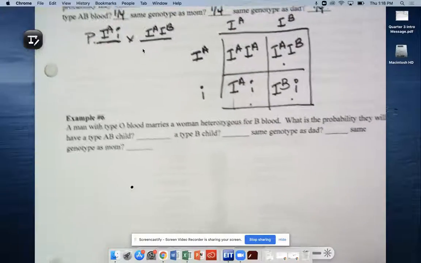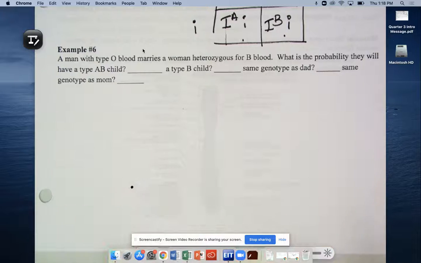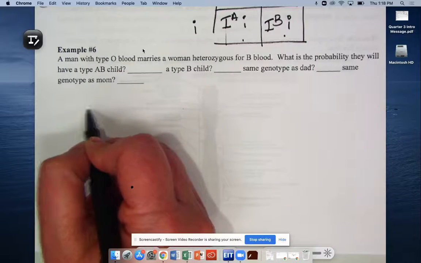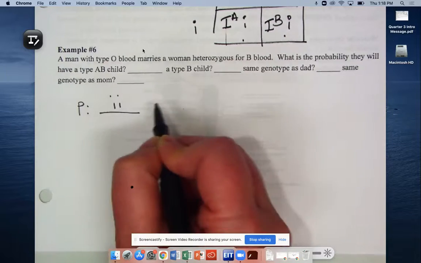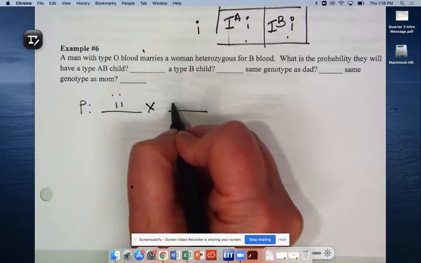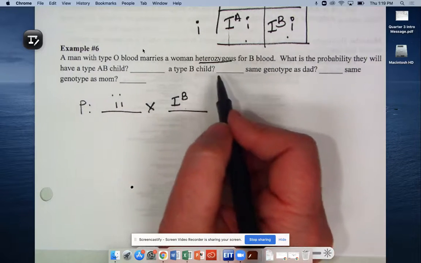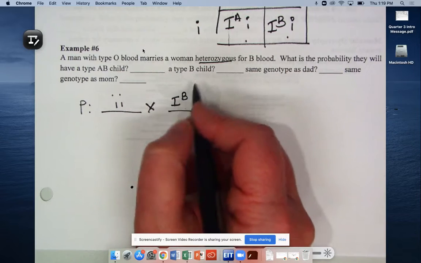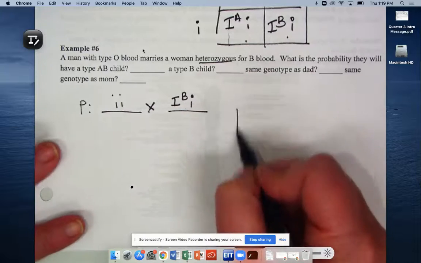Okay, next example. A man with type O marries a woman heterozygous for type B. So as the parents, we have O and B. Heterozygous. What does the word heterozygous mean? Different. So not two of the same, but two different. So that's heterozygous for type B.